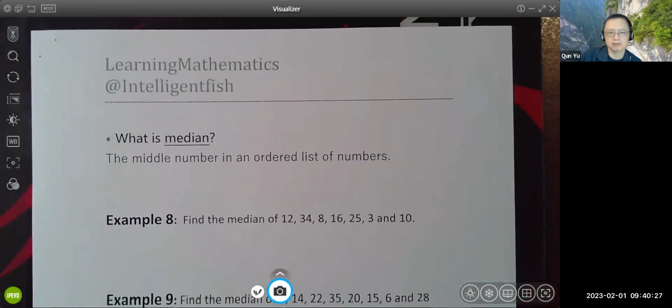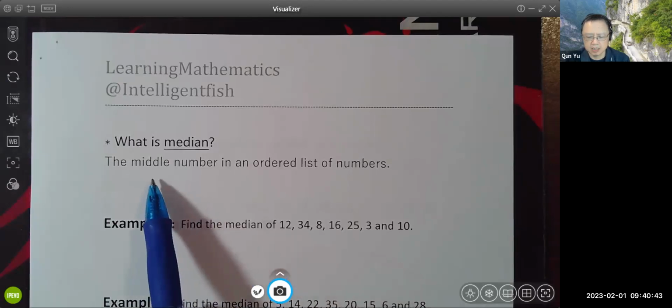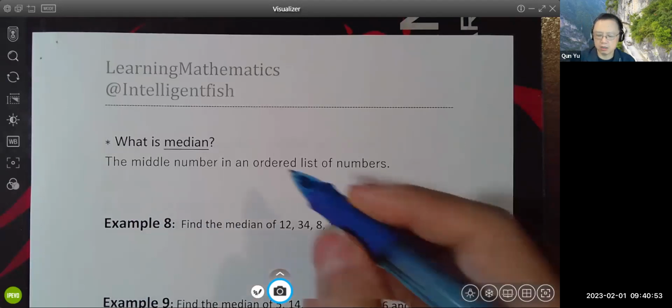Now, the second statistic is called the median of a given data set, the median of a list of numbers. So what is the median? The definition of the median: it is the middle number in an ordered data set, in an ordered list of numbers. Here, the keyword is ordered.